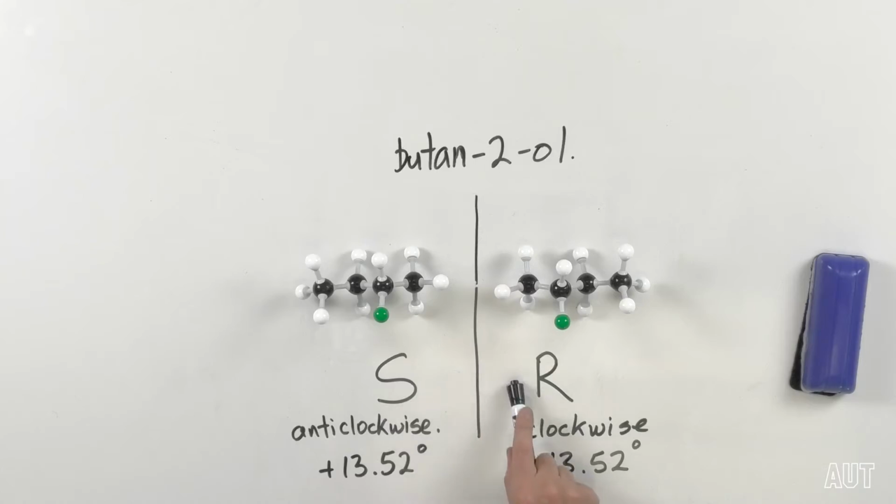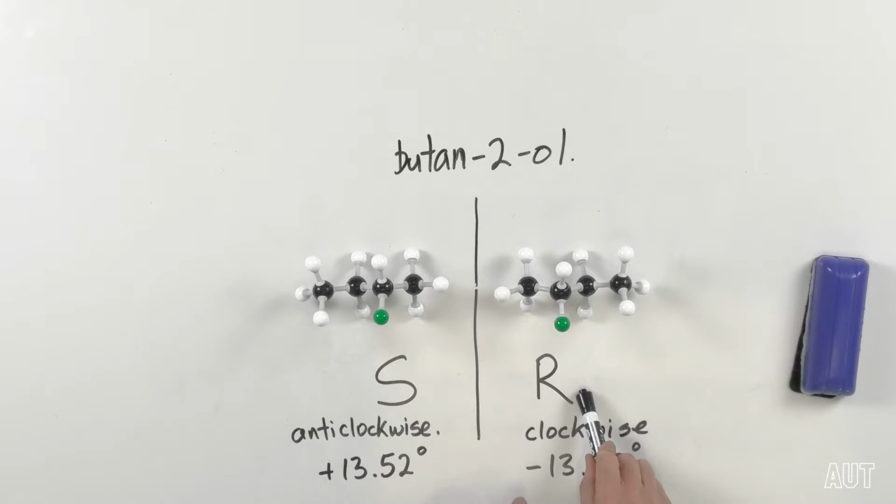S and R are not related to plus and minus, okay? You can have an S enantiomer that rotates the plane of polarized light that way. You can have an S enantiomer that rotates the plane of polarized light that way, okay? So there's no relationship between S and plus or minus or R and plus or minus. They are entirely separate things, so don't get hung up on that, please.